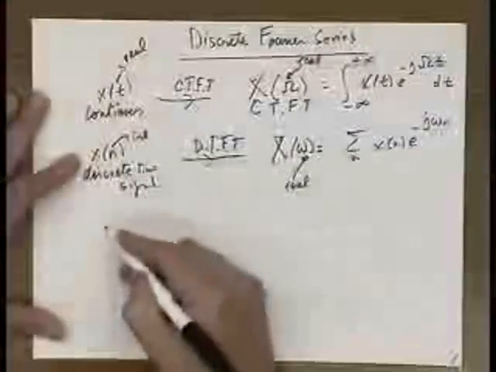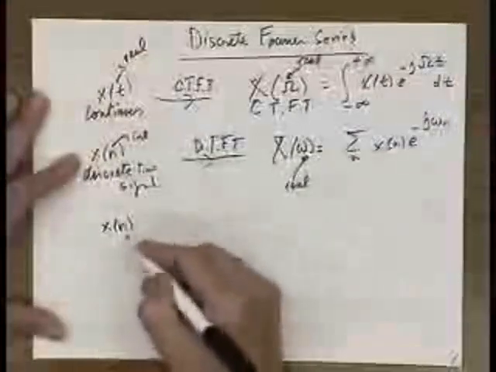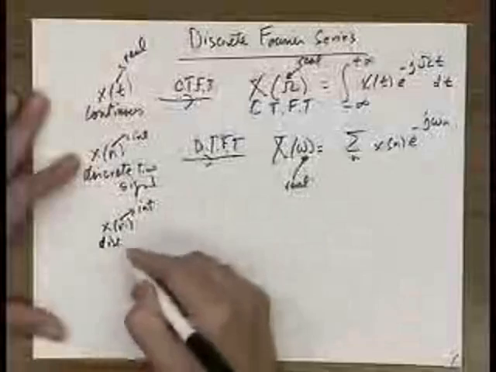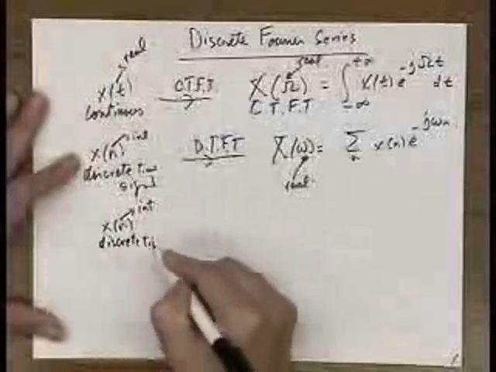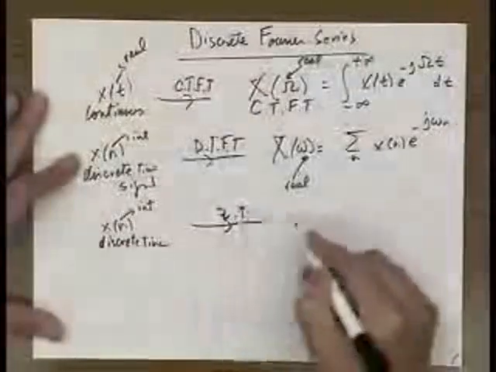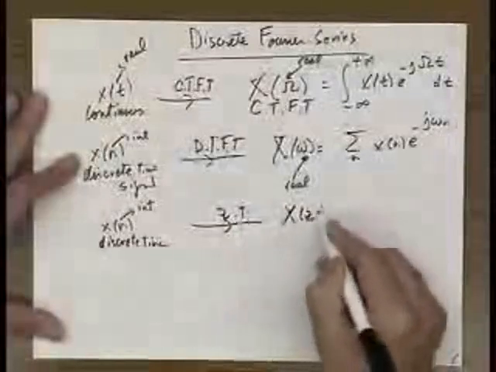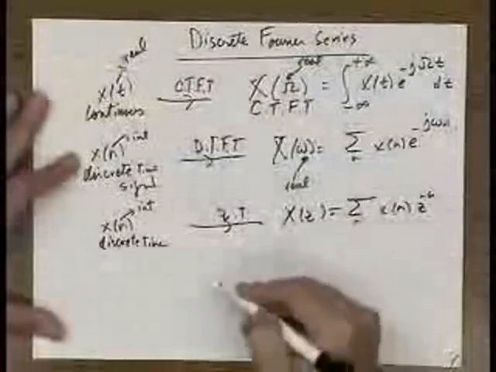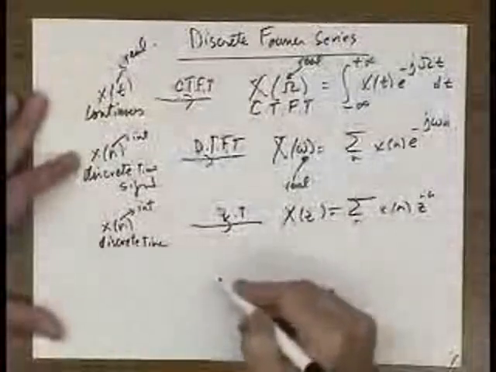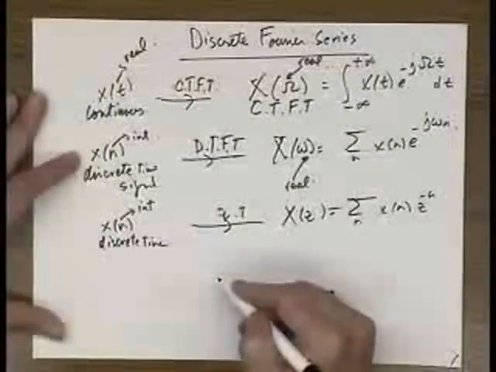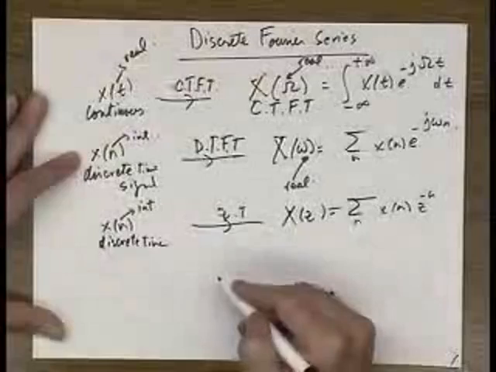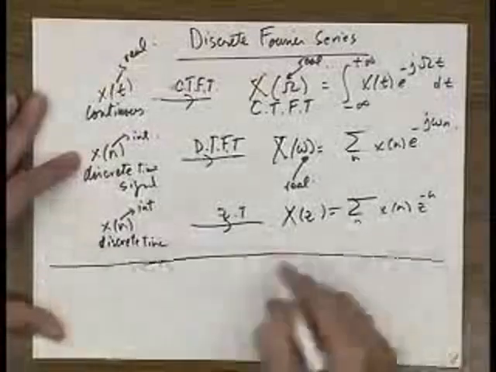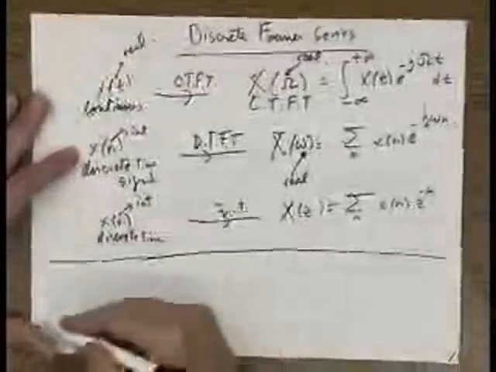Then we generalized that to z transform. So z transform, again, you start with x of n, which is a discrete time sequence. And after you do the z transform, you get x of z, which is the summation over n, x of n, z to the minus n. Let's see. Any other transforms we talked about in this class? Not really, not yet.